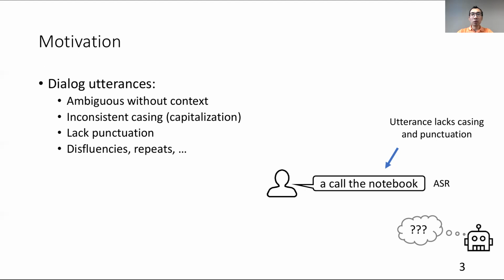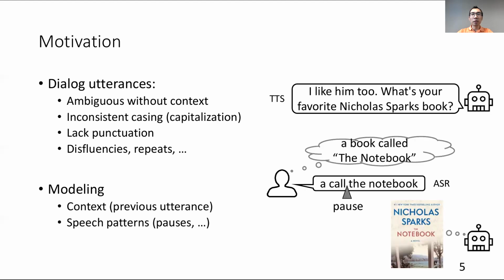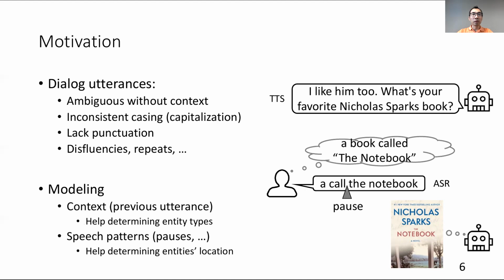In this particular example, without additional information, it is unclear whether there's any named entity in the user utterance. However, when the previous utterance is known, we are more certain that the user probably mentioned a book name. However, it is still not clear where precisely in the user utterance the book name is. If we also know that the user paused briefly before saying the phrase "the notebook," then finding the book name is easier. So the intuition behind this is that context will help determine the entity type, whereas speech pattern features will help determine the entity's location.